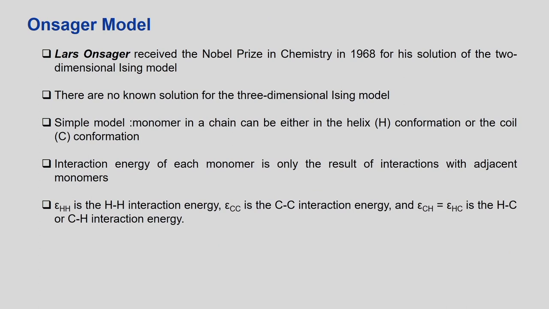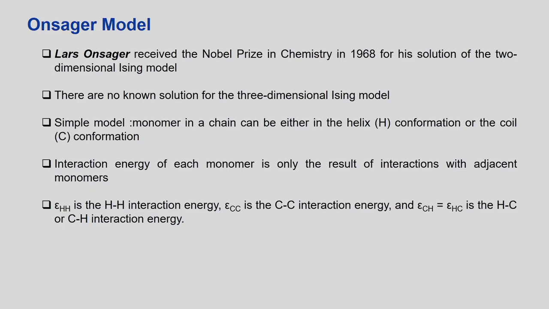So this model which we have just seen is the Ising model. You should know the name of this scientist, Lars Onsager, who actually solved the Ising model in two dimensions. He was the first person to solve it in two dimensions. I have shown in this lecture only the one-dimensional case, but he solved it for two dimensions. For this, he got the Nobel Prize in Chemistry in 1968.